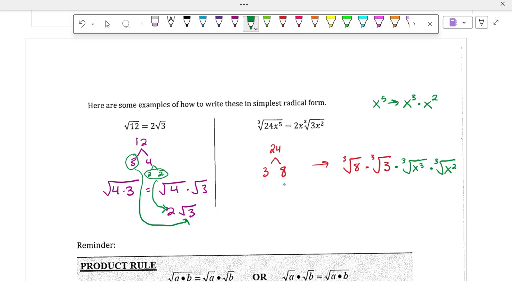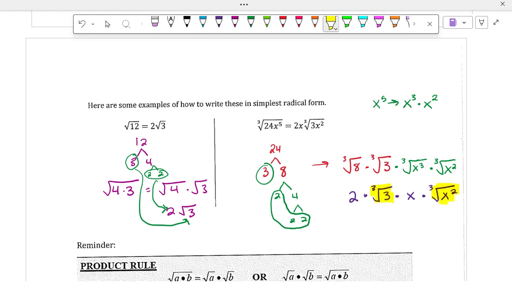Now, if I want to break this 8 down further, I could break it down into 2 and 4, 2 and 2, and just like that, there's my group of 3, and I'm left over with a 3. So if I do some simplifying over here, this is 2 times the cube root of 3 times cube root of x cubed is just x times cube root of x squared. Then I'm just going to do some rearranging so I can combine these two under the same radical and make sure I write the 2x in front of it. So this would be 2x cube root of 3x squared.